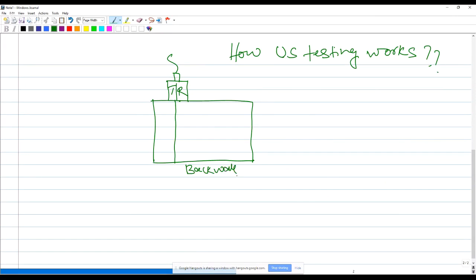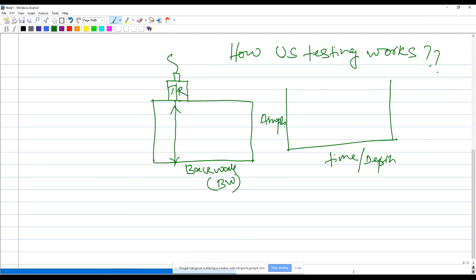It will be reflected from the back wall and go back to the transducer. And then when you see the display system, in the display you have time or depth on the x-axis and amplitude of the signal on the y-axis. So first you are going to see this initial pulse, and then this back wall signal will come back, this back wall echo.